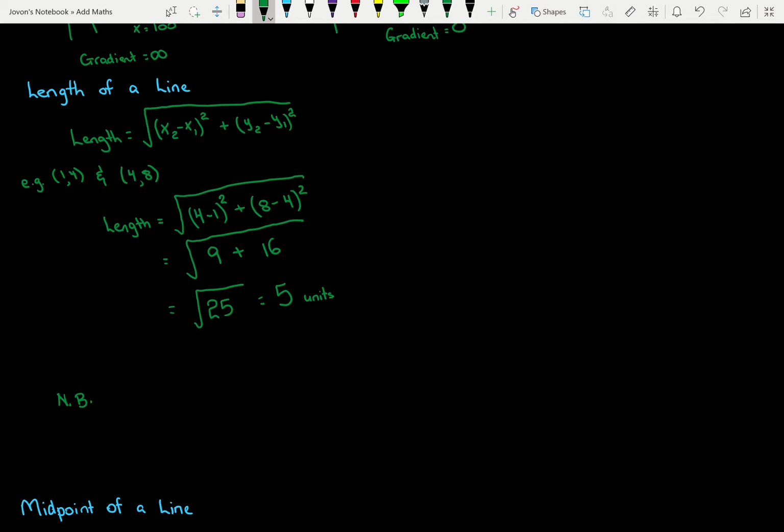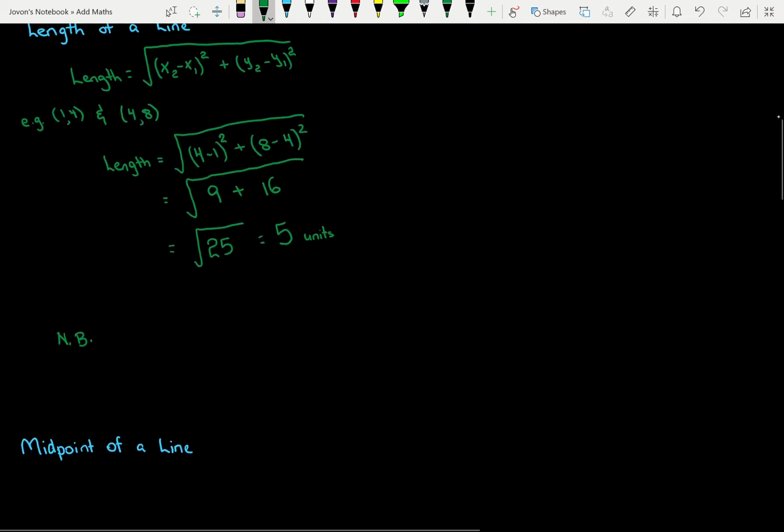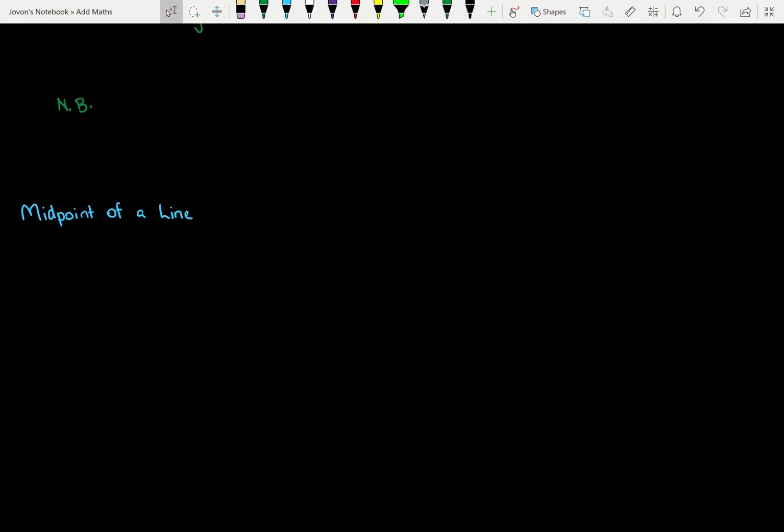Remember, two negative signs together is a plus, a minus and a plus is a minus. Okay, and next easy concept, we have the midpoint of a line. The midpoint of a line is a coordinate, right? So it is given by x1 plus x2 all over 2 comma y1 plus y2 all over 2. And the midpoint basically gives you the coordinates of a spot directly in the middle of the line.